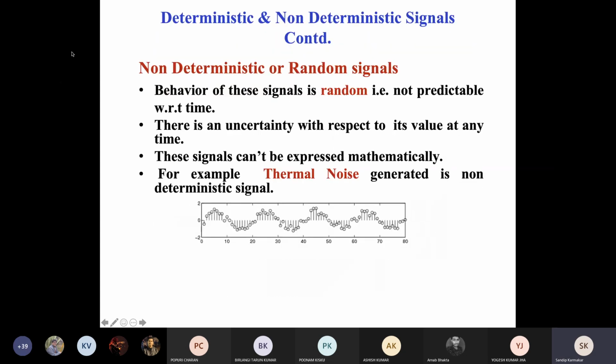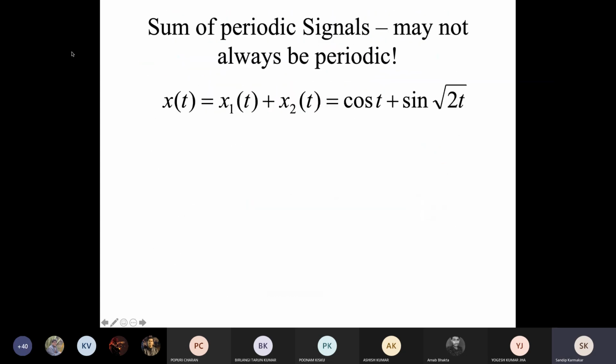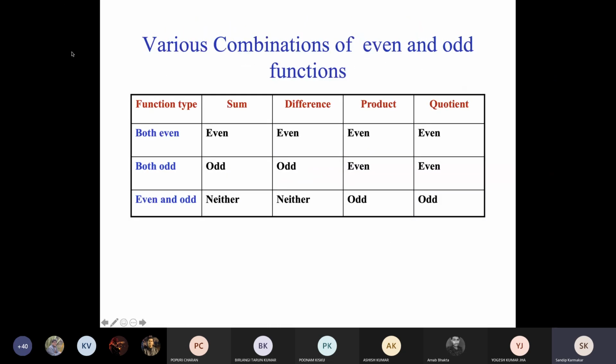And then we have seen odd and even signals, periodic, non-periodic signals, all those.